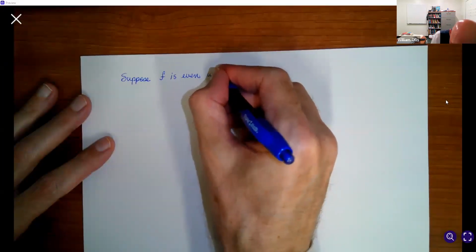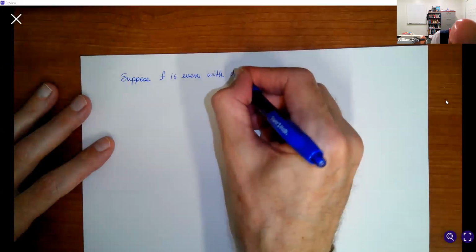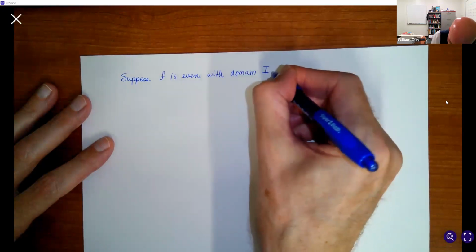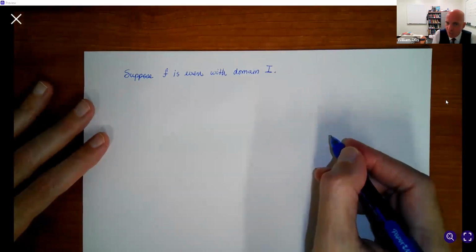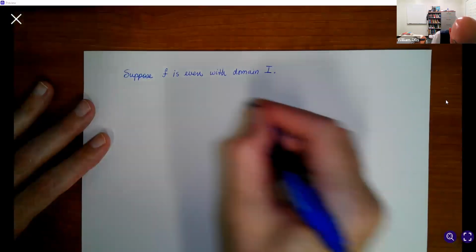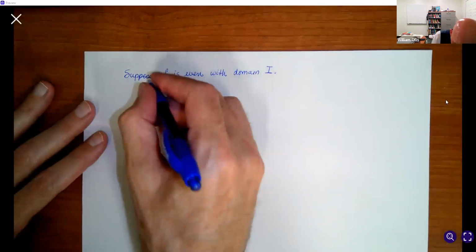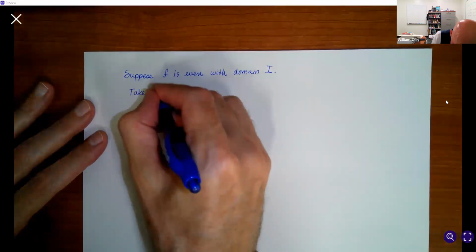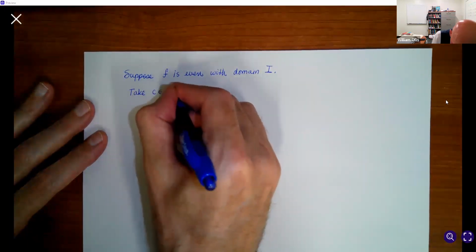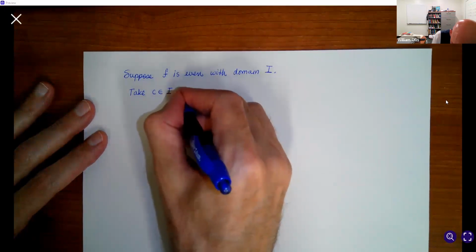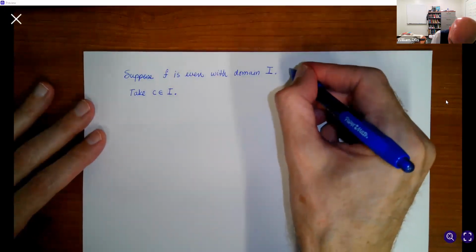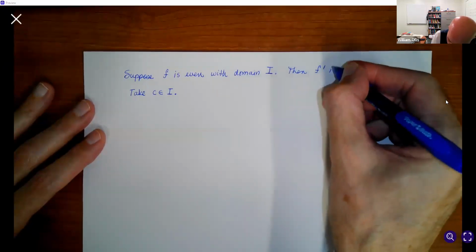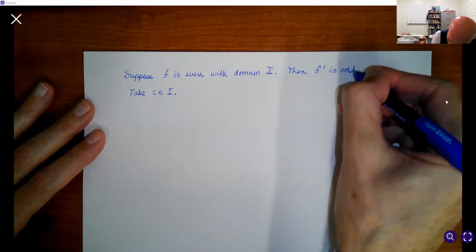and we'll just say with domain I. Again, that doesn't necessarily have to be stated, but we know that it's symmetric by the definition of an even function. And then the result is, for instance, take c an element of I, then f prime is odd. So we're just doing kind of shorthand notation.